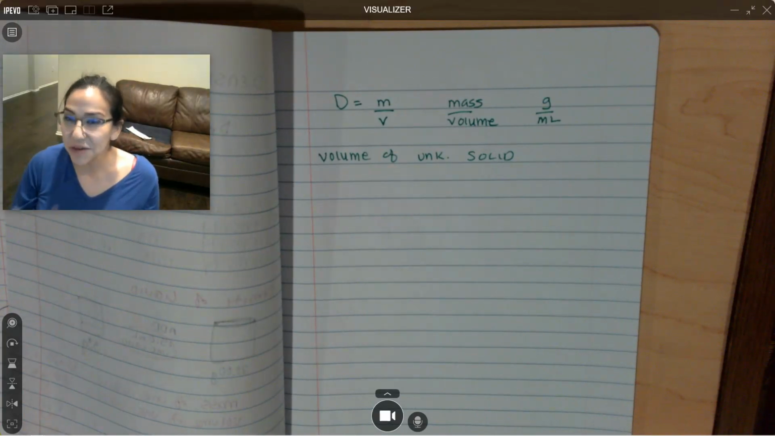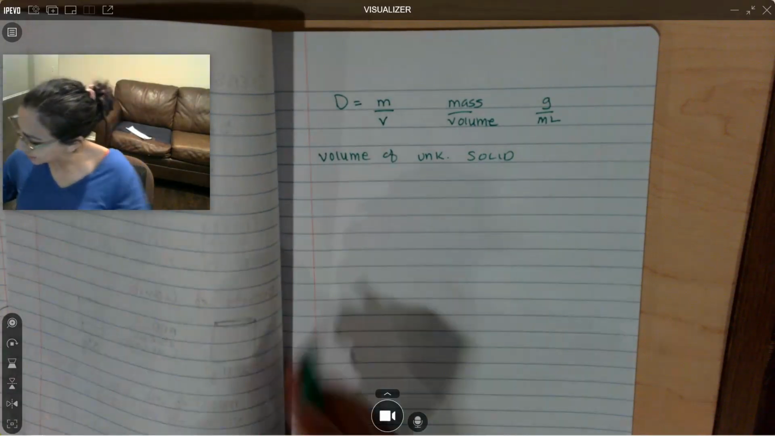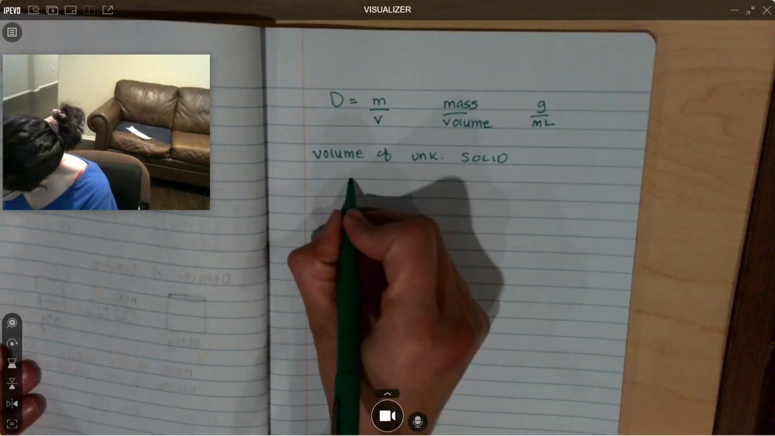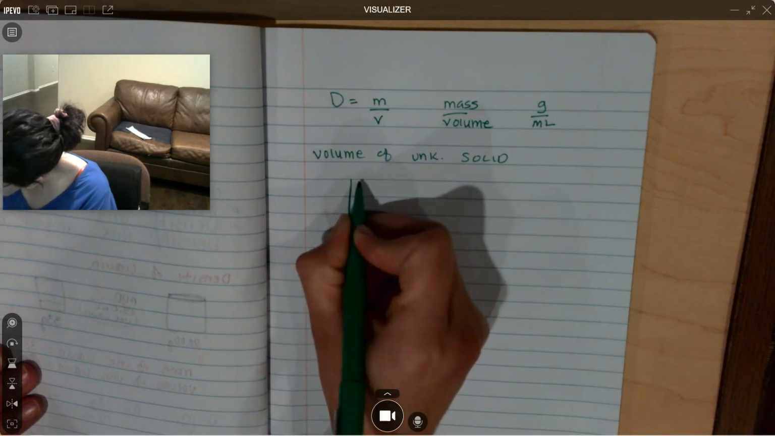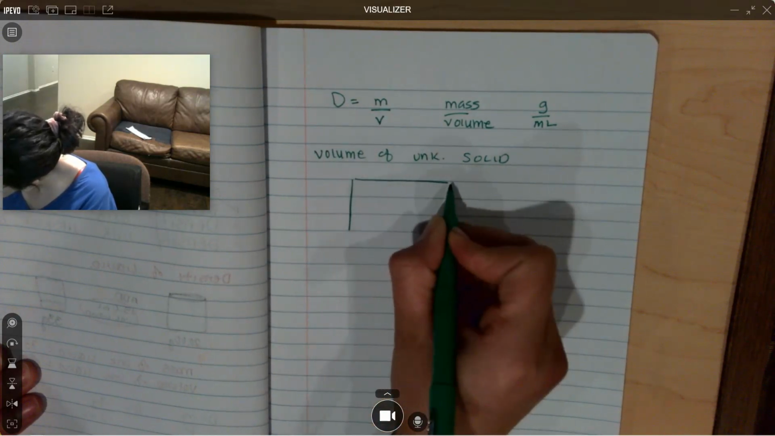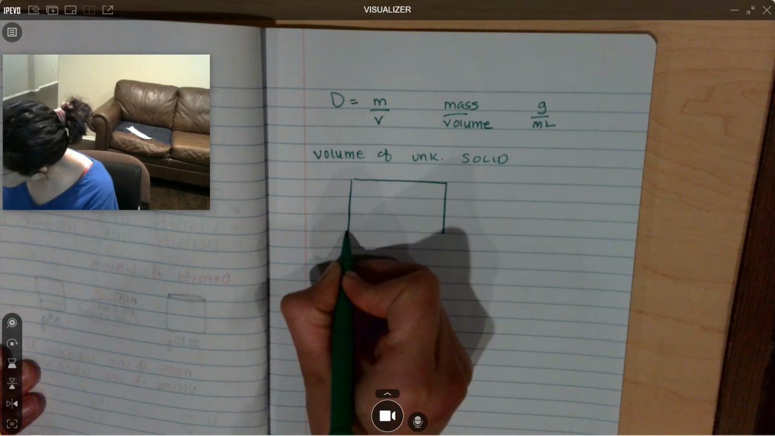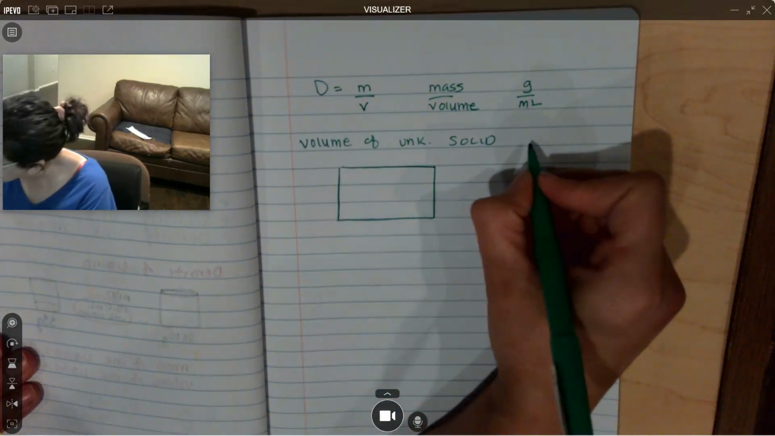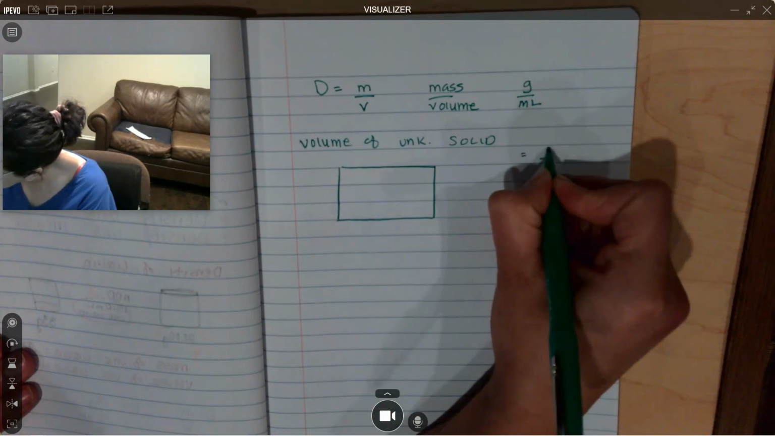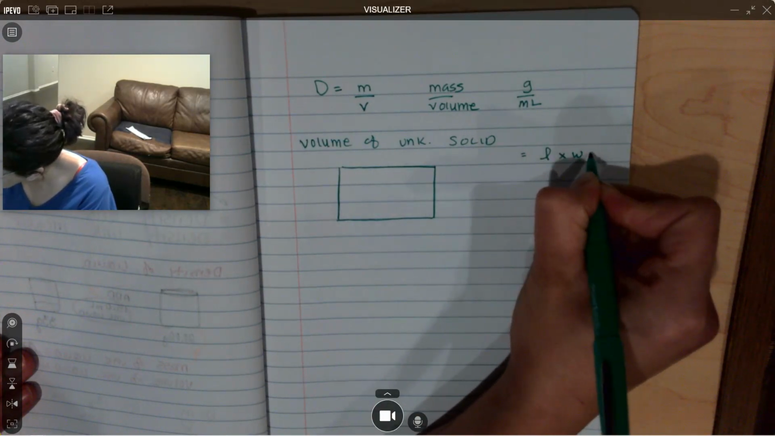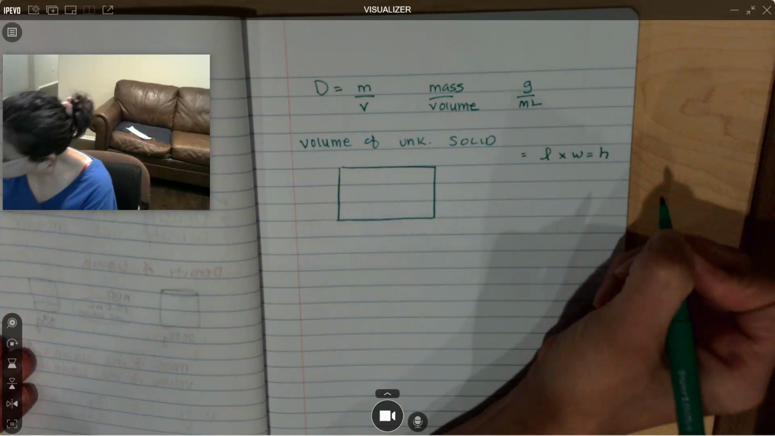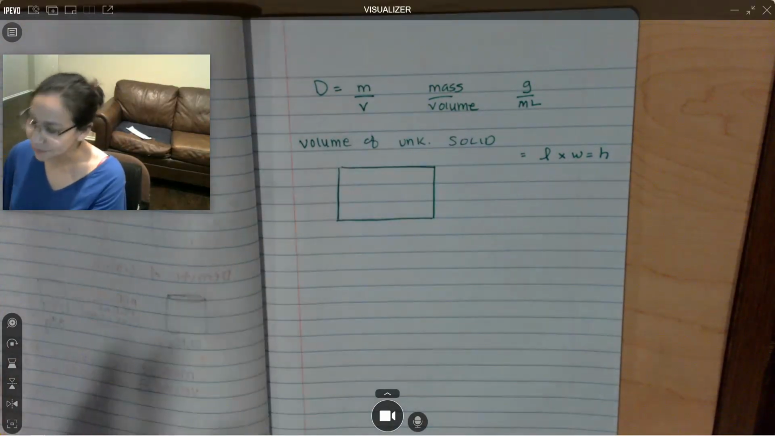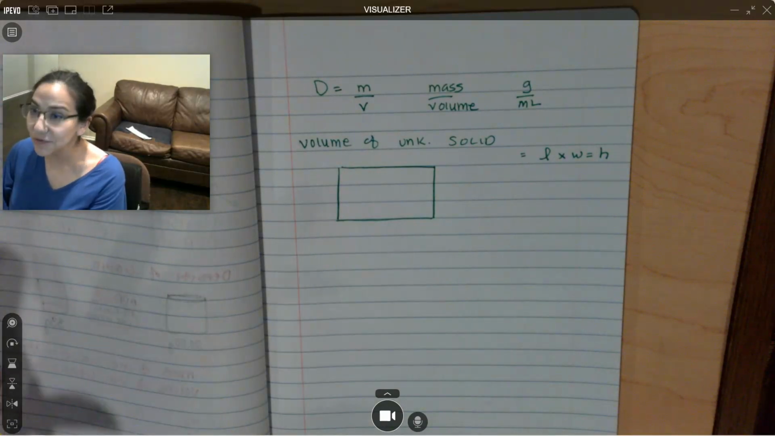Okay, so volume of an unknown solid. Now, this one is something similar to what we've already done in math class. Let's pretend I have an unknown solid given to me, and it is a rectangle of some sort. Now we know that the volume of the solid is equal to length times width times height. Okay. Sorry, we're looking for the density of a solid, not the volume of a solid. We're looking for the density.